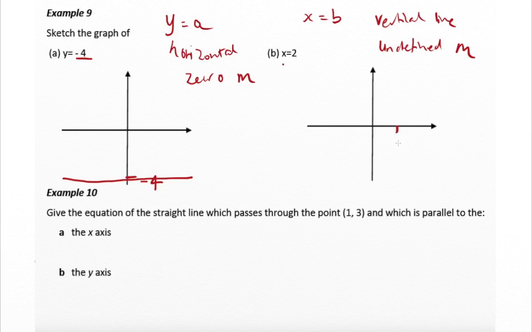So all we want to do is find the point where x is equal to 2 and then just draw a straight line through that. And that's it. That's literally all you've got to do for these two types of equations, which are very straightforward and simple.